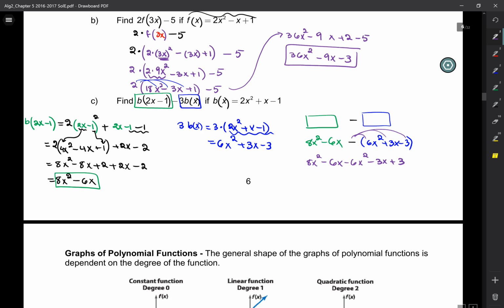So, can I combine anything here? 8x squared and negative 6x squared, what do we get? 2x squared, negative 6x, negative 3x, what do I get? And then plus 3. So that's the final answer.